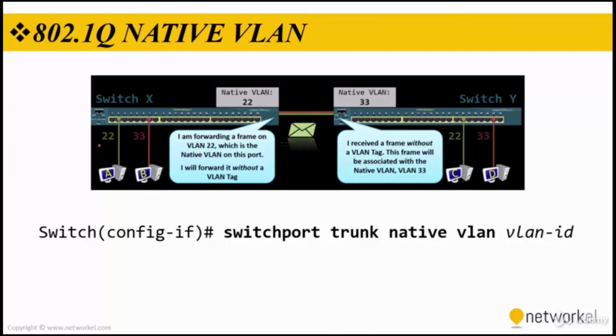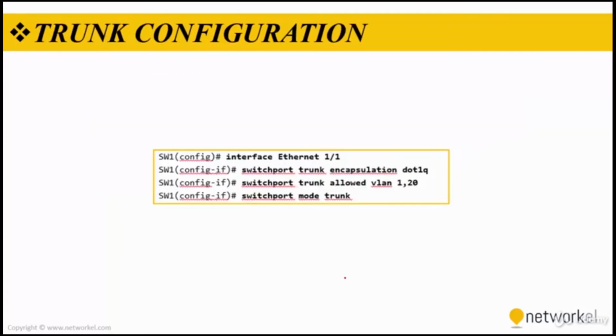Otherwise, a native VLAN mismatch warning is generated, and Cisco uses Cisco Discovery Protocol, CDP, when doing this. And please keep in mind that the default native VLAN is 1.